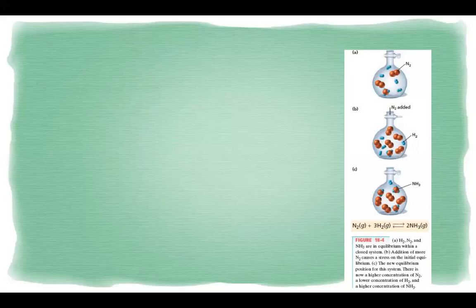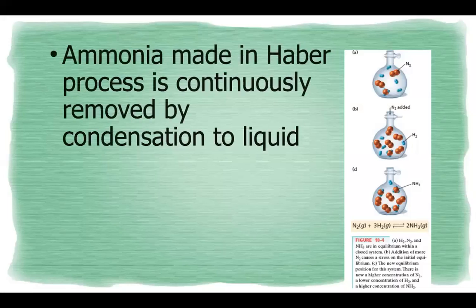All right, so another thing we can do is we can remove ammonia. So we've got nitrogen gas plus 3 moles of hydrogen gas yields 2 moles of ammonia gas. So we've already established that if we have a high pressure, that means that equilibrium shifts to the right because we have fewer moles of gas on the right-hand side.